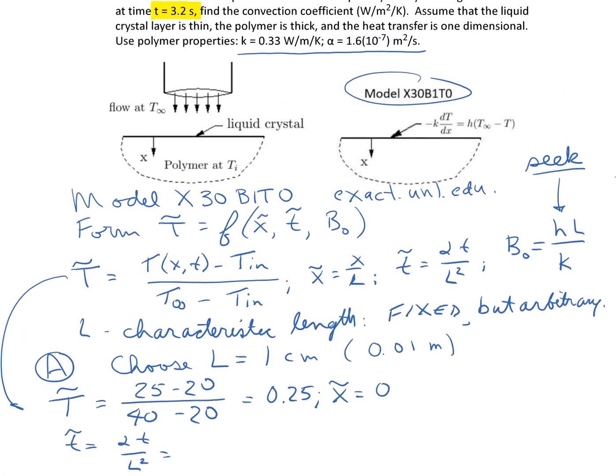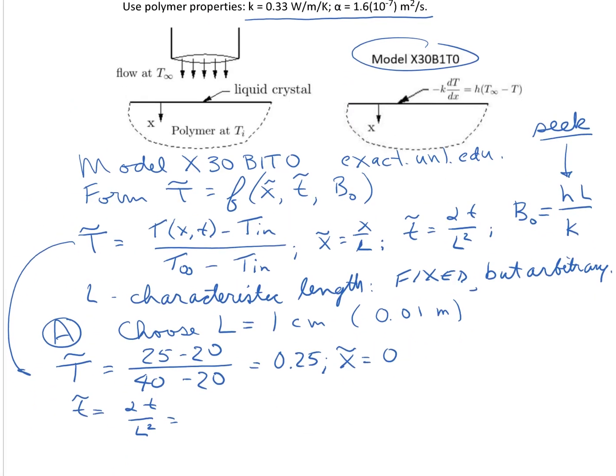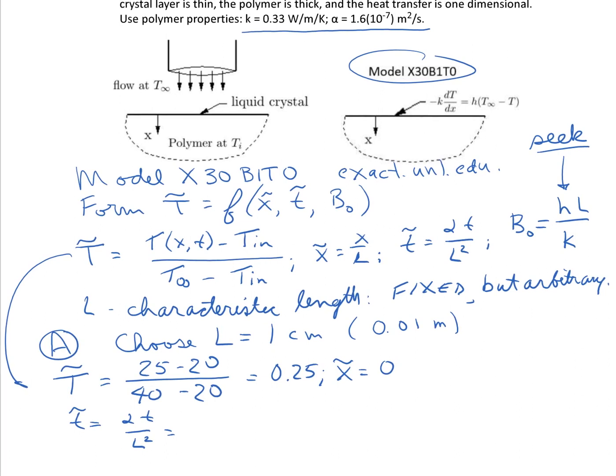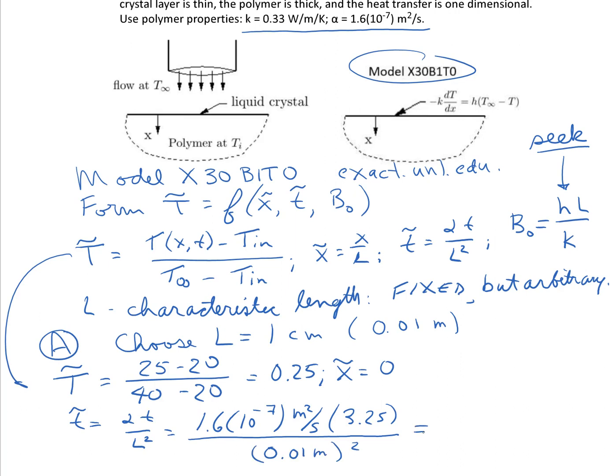Alpha from above, here, can we see that? Here it is. It's 1.6 times 10 to the minus 7 meters squared per second. Time is 3.2 seconds. That's the observed time for the sensing application. And the distance we've chosen is 0.01 meters. I'm going to square that. When I compute this number, I get 0.00512.